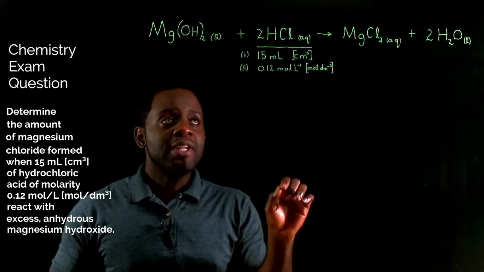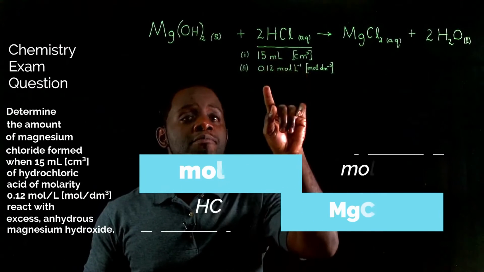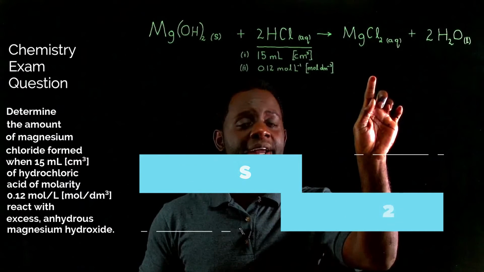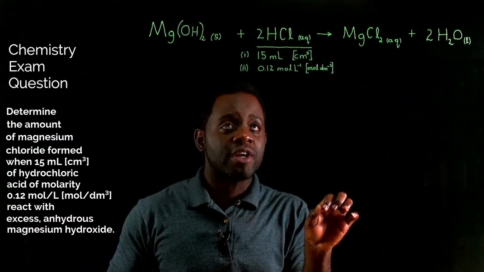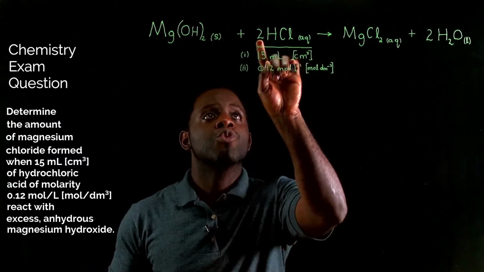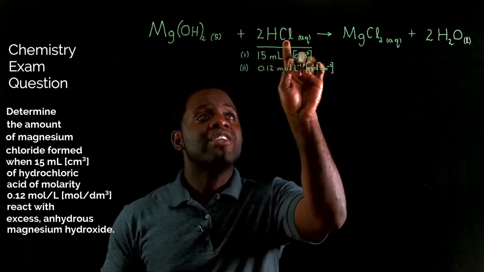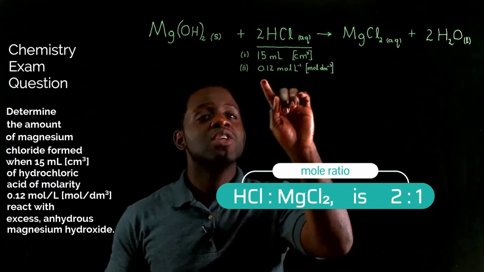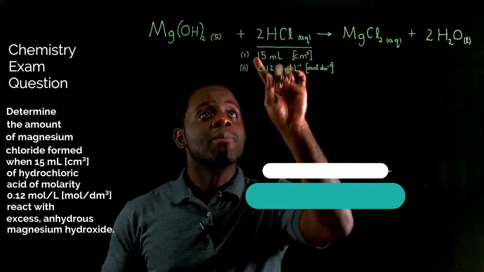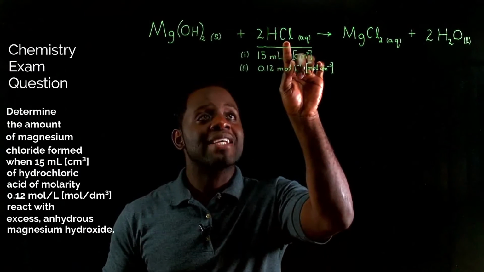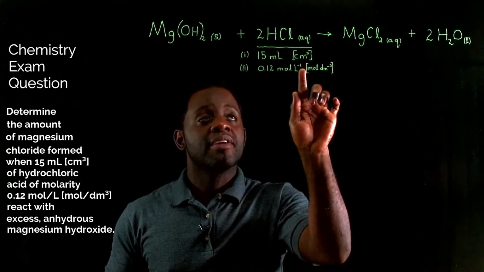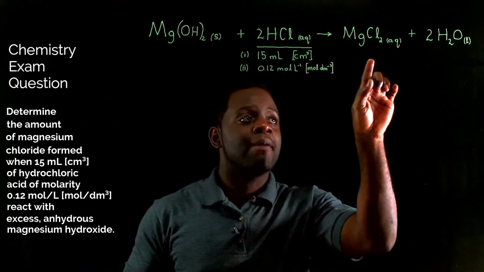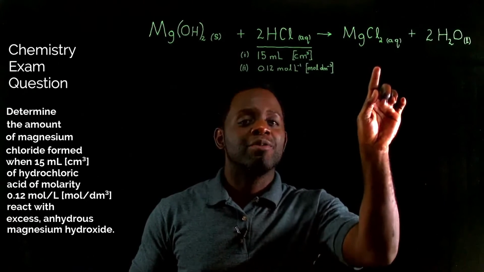Ultimately, we need to relate the number of moles of hydrochloric acid to the number of moles of magnesium chloride. From the balanced chemical equation, we look at the coefficients for the ratio in terms of moles between hydrochloric acid and magnesium chloride. And the mole ratio is 2 to 1. So whatever number of moles of the hydrochloric acid that we are starting out with that is used up in the reaction, we need to divide that by 2 to get the amount of moles of magnesium chloride formed.